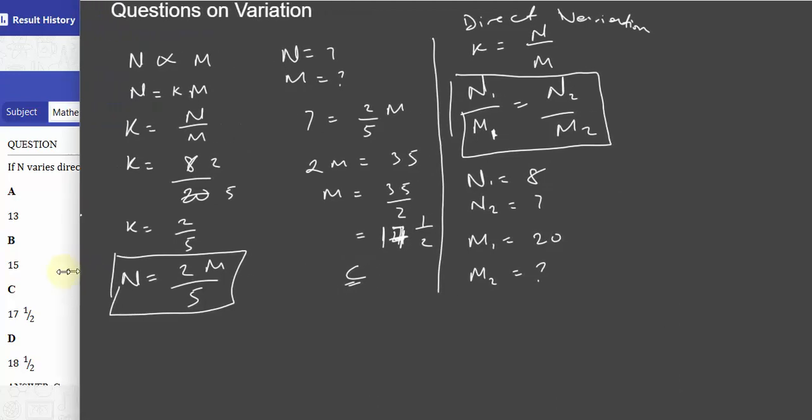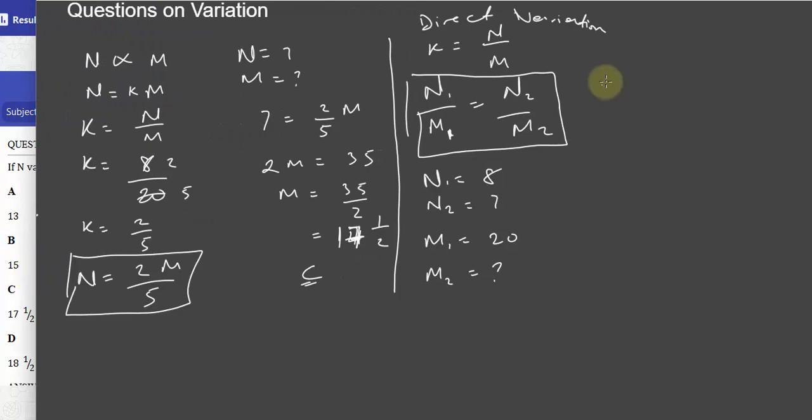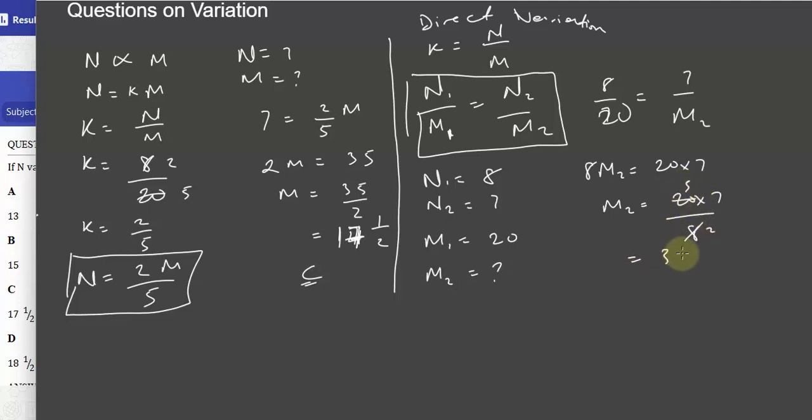m2 can be determined easily by simply doing this. Just substitute all those values into this formula. That gives you 8 over 20 equals 7 over m2. So you cross multiply. That gives you 8m2 equals 20 times 7. So m2 equals 20 times 7 over 8. Then 4 here, 2. 4 here, 5. That gives you 35 over 2, and that's 17 and 1 over 2.